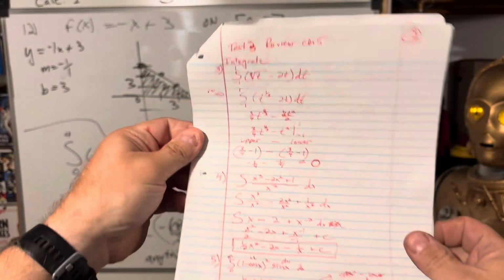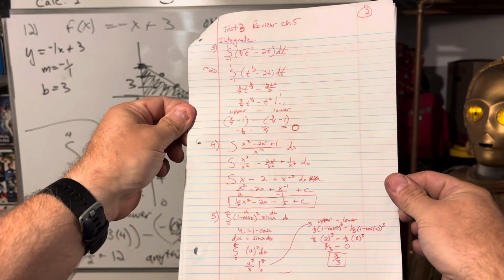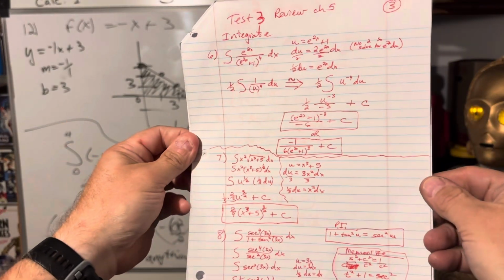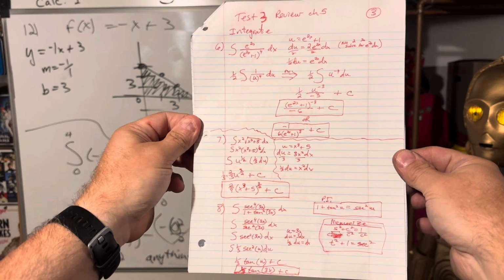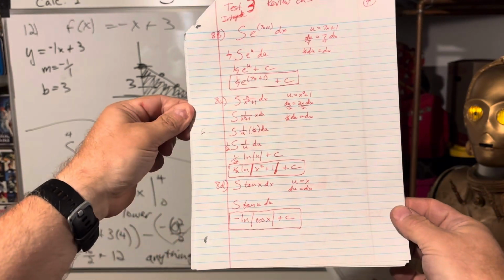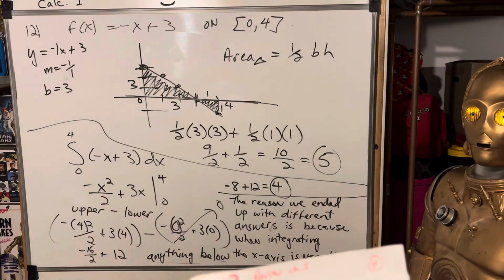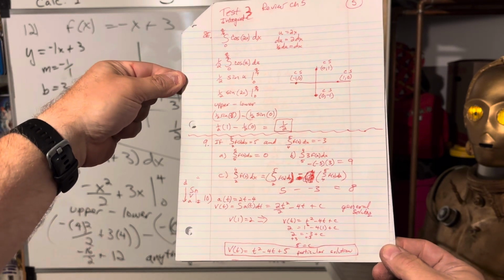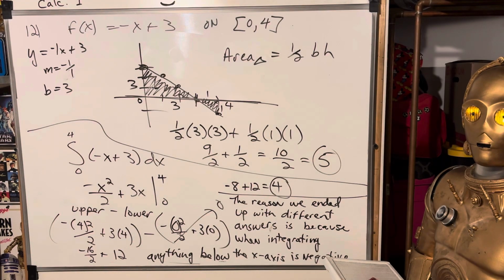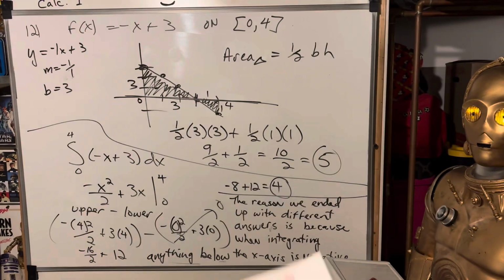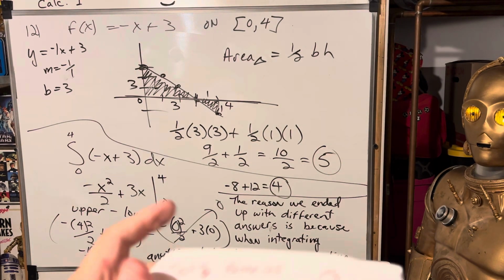Page 1. Page 2. Page 3. Page 4. Page 5. Page 6. Page 7.